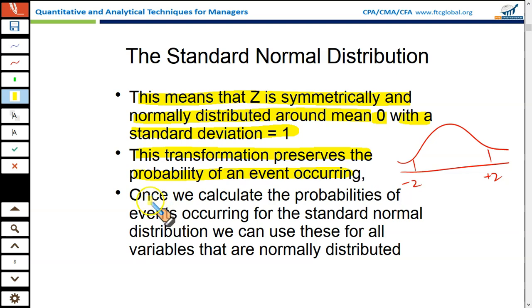Probabilities remain the same. Next it says, once we calculate the probabilities of events occurring for the standard normal distribution, we can use these for all variables that are normally distributed. It means once probabilities are calculated for the standard normal distribution, these can be applied to any normally distributed variable. This is because the transformation of data to standard normal form helps us to utilize the same set of probability calculations for any normal distribution by simply transforming the values from normal to z-score. I will show you with an example. This will make more sense once we do some questions.